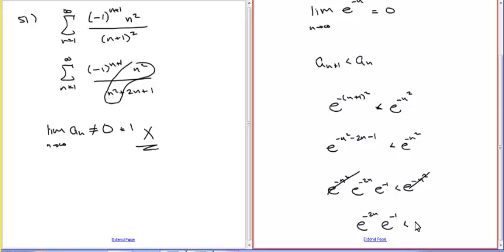So is this less than 1? Well, the answer is yes, because any e to a negative power is going to be less than 1. So both of these are going to be less than 1, so the product is going to be less than 1. So that's true. So the alternating series converges.